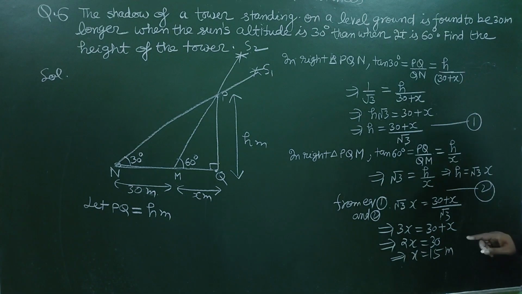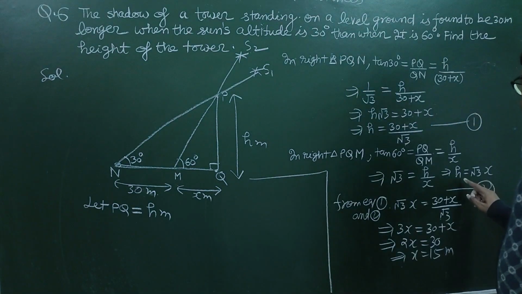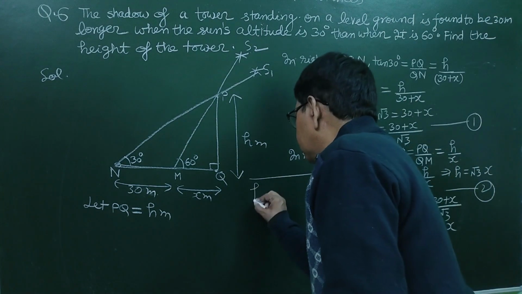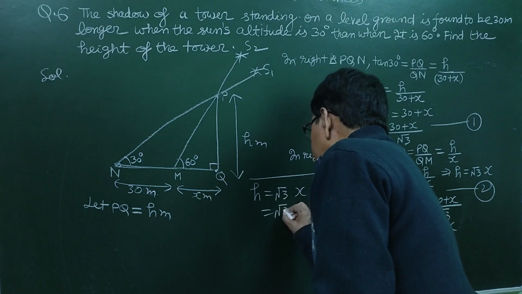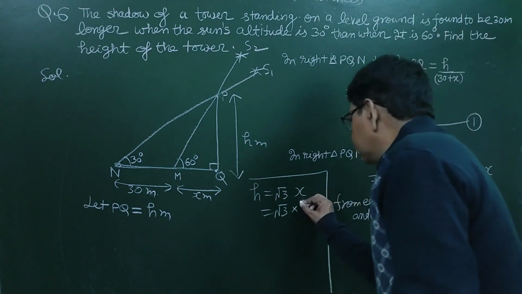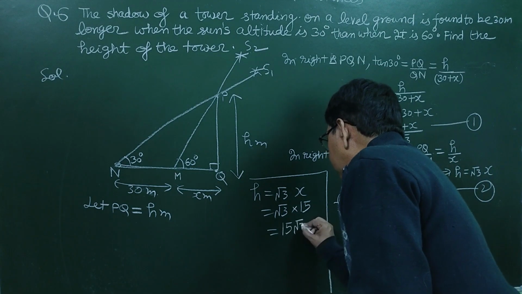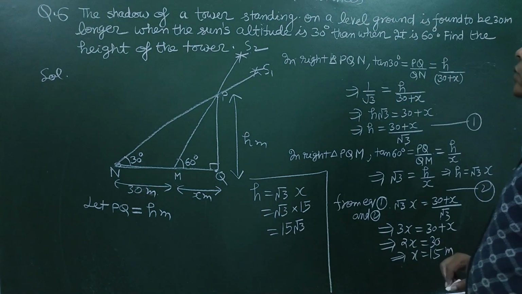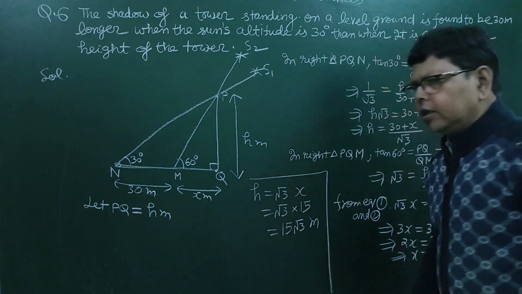Now we have got the value of x. Putting the value of x here in this second relation, we can find h is equal to root 3x, which is root 3 into the value of x we have calculated here, it is 15. So the height of the tower is equal to 15 root 3 meter.